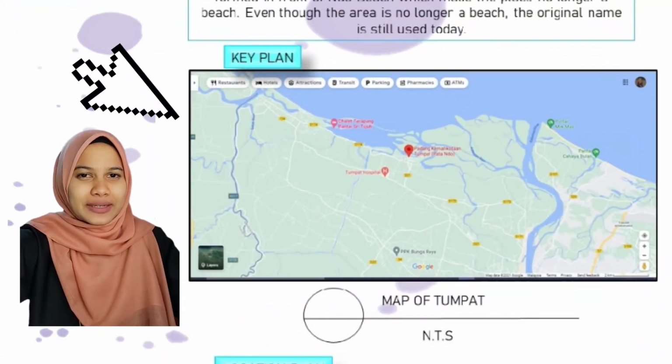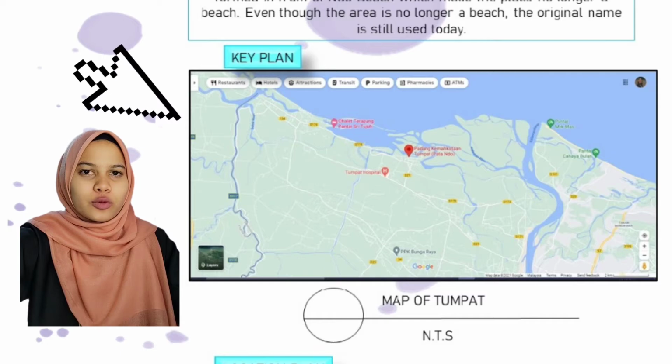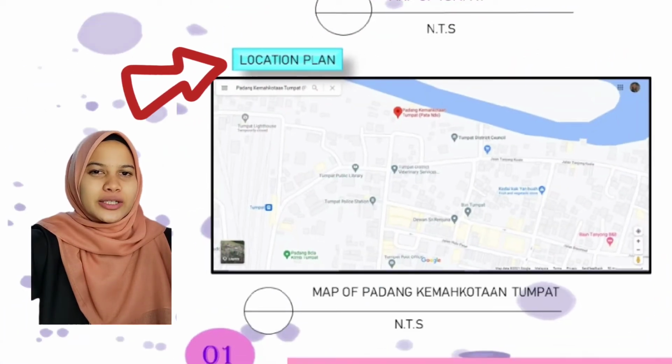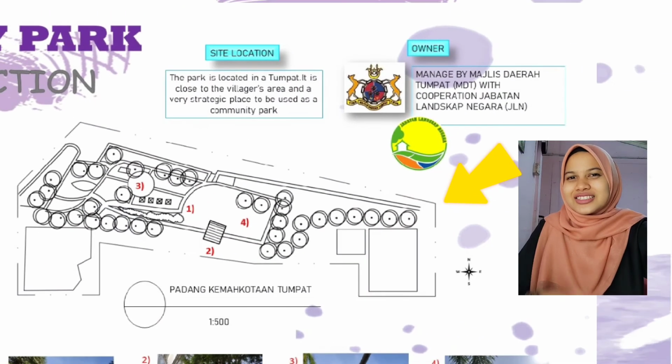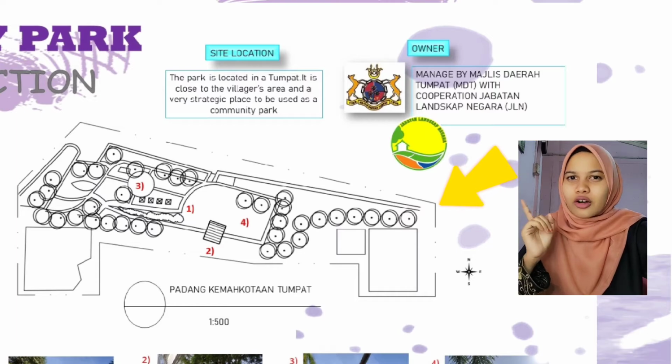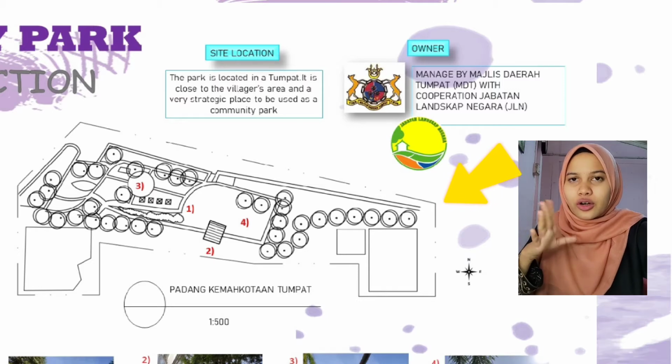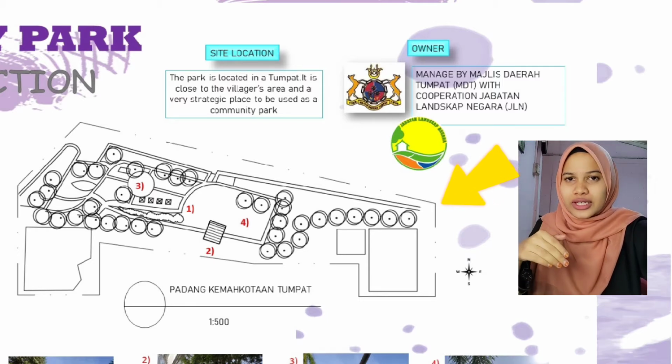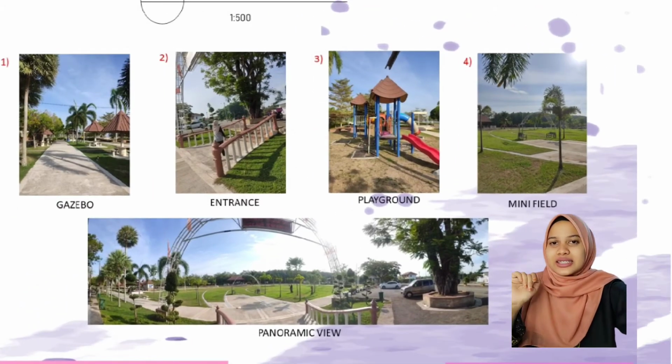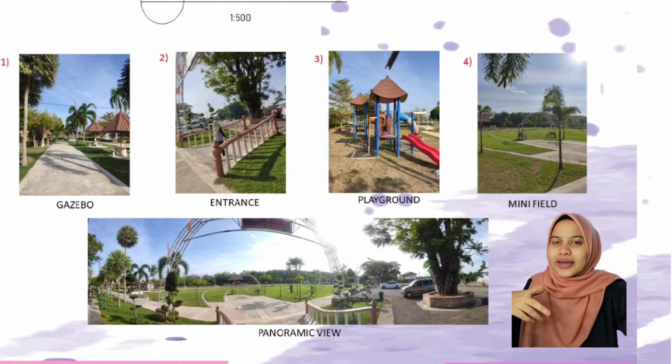So this is the key plan from the map of Tumpat. This is the location plan map of Padang Kemahkotaan Tumpat. This is the site plan of Padang Kemahkotaan Tumpat that I drew using AutoCAD. These are the facilities at Padang Kemahkotaan Tumpat, which are gazebo, entrance, playground, and mini field, and this is the panoramic view from Padang Kemahkotaan Tumpat.